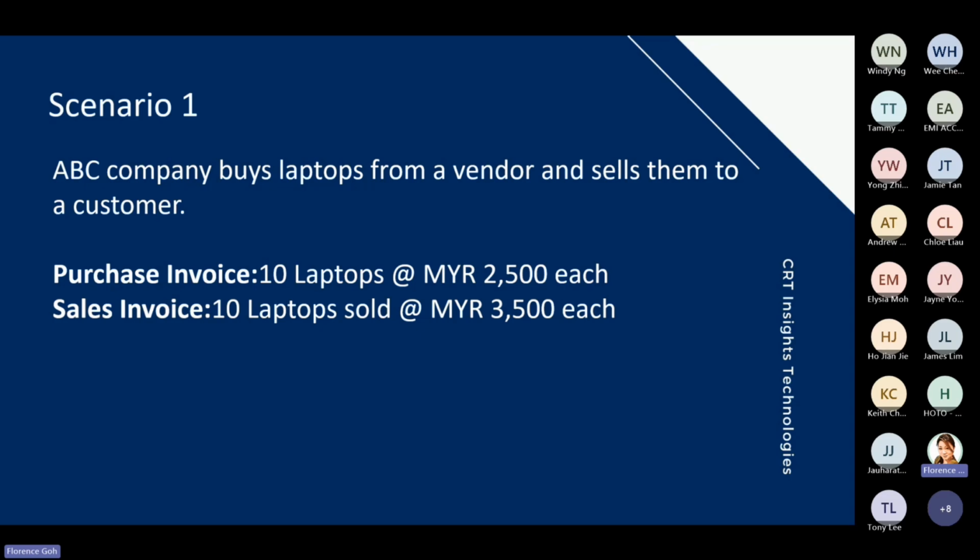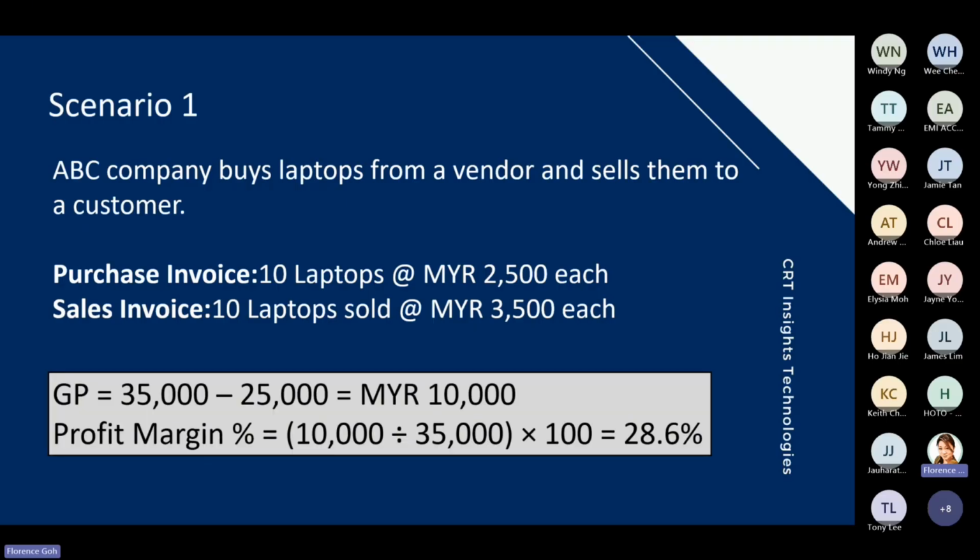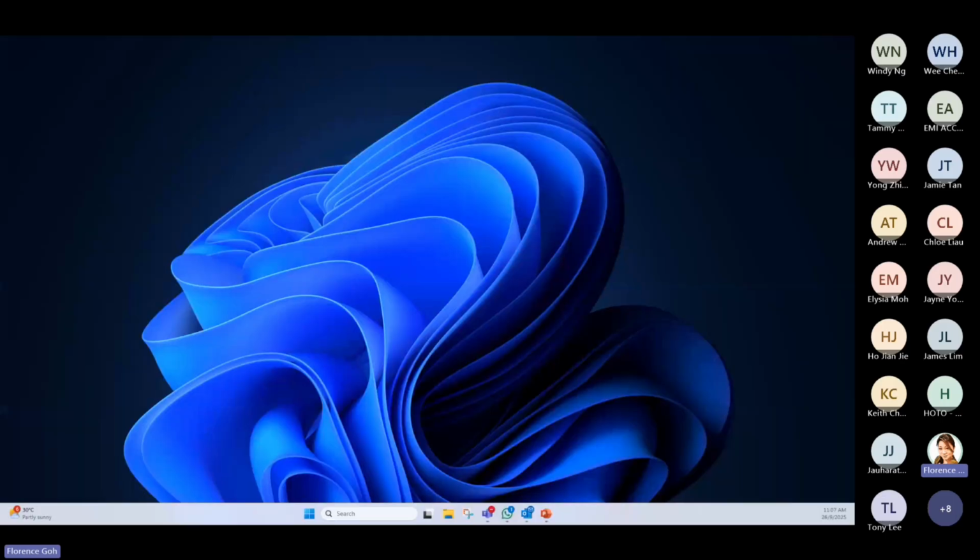So what's the gross profit? It's very simple, right? It's the difference between the sales and purchase. 35,000 minus 25,000 equals 10,000. It gives us a profit margin percentage of 28.6. This is a very straightforward deal. Easy to manage, easy to track. Those who agree with me, give me a thumbs up. Super easy, right? Now, life is not that easy.